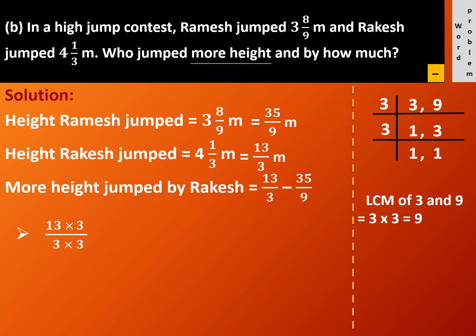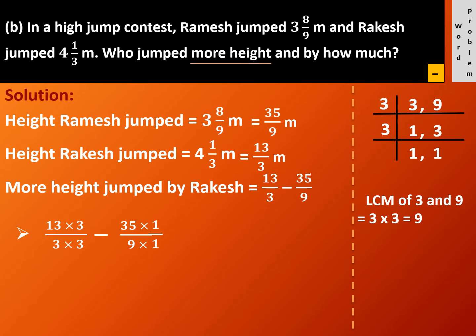So we multiply numerator and denominator by the same number 3. Then write the minus sign as it is. Our second fraction is 35 upon 9. And we want 9 at the place of denominator. So which digit will you multiply to bring 9 in the denominator? Yes, 1, because 9 ones are 9. So we multiply numerator and denominator by the same number 1.